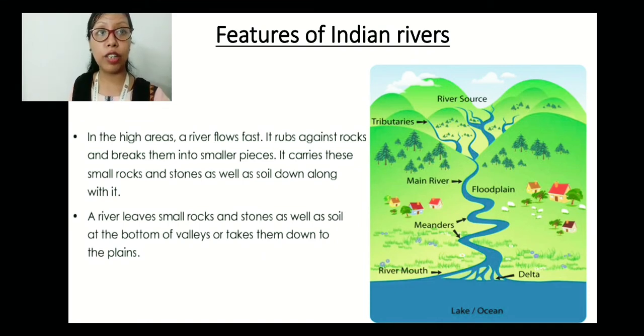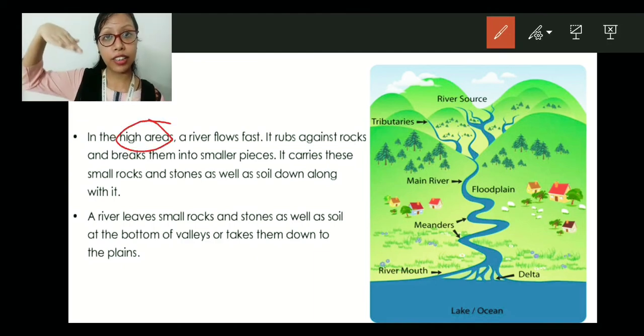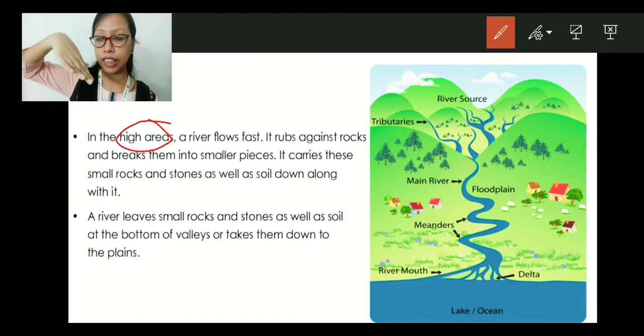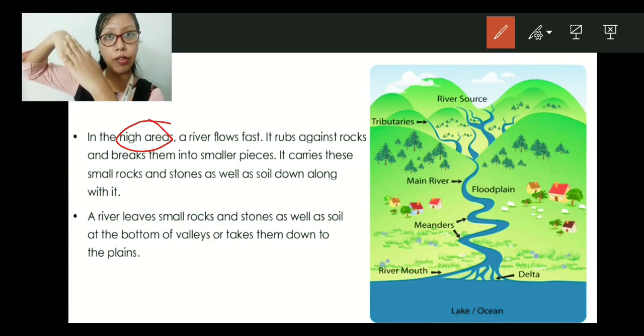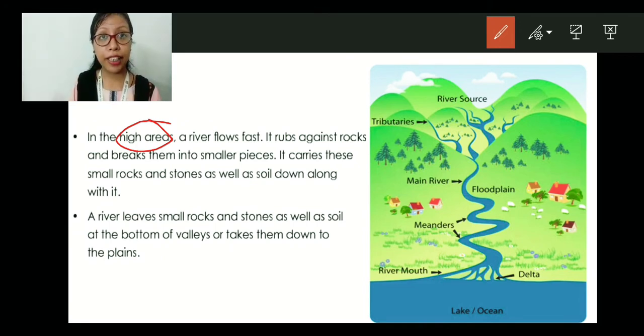That's why it's already mentioned here. In the high areas, what happens? There is a slope, right? Mountain is like a slope. So when the water comes down, it flows very fast. And when it comes down very fast, what happens? It brings along with it lots of smaller pieces of rocks, sand and other materials.